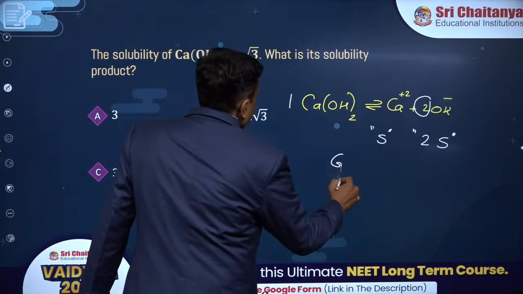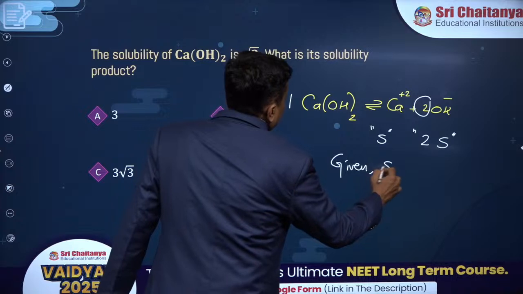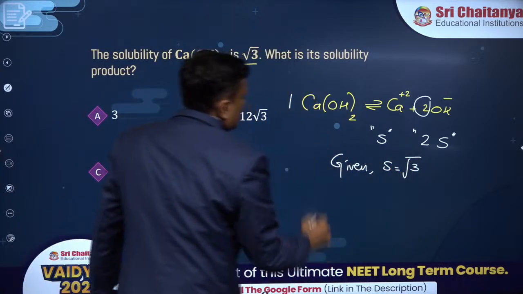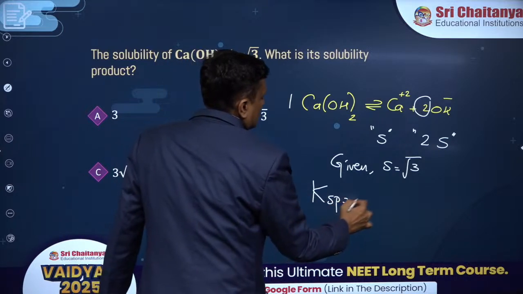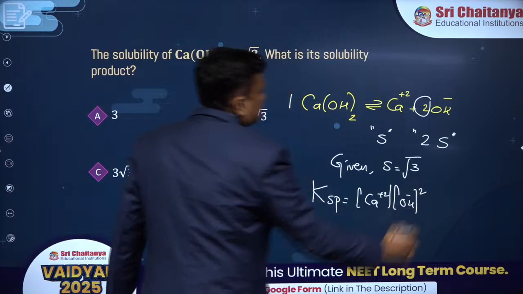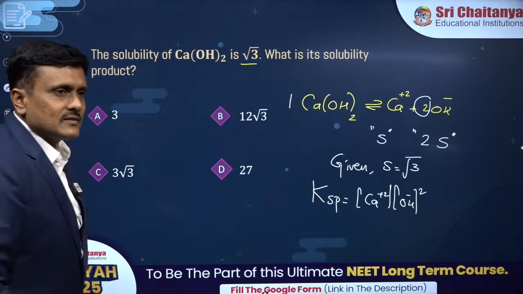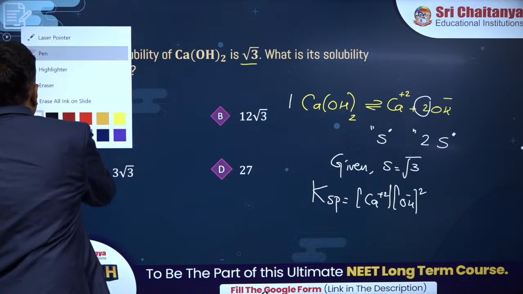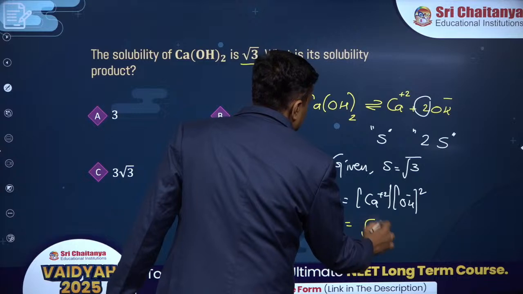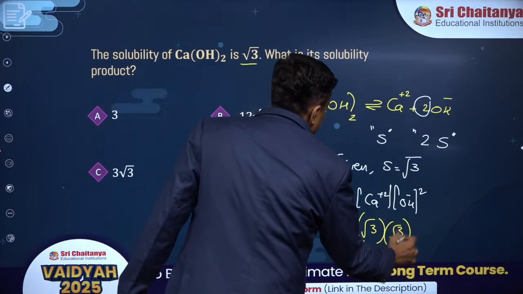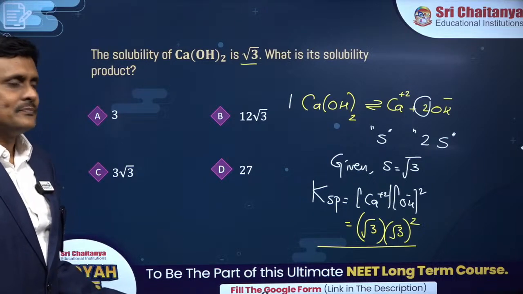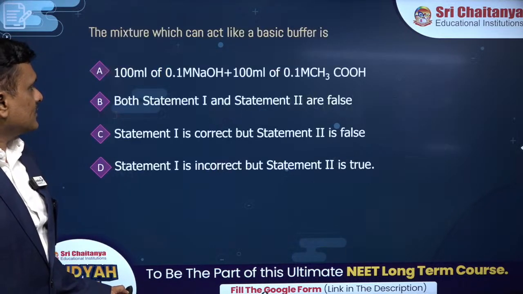Now you see we are given the value of solubility as root over 3, and you know how we write Ksp, which is equal to the concentration of calcium ion into the concentration of OH minus whole square. Now when you substitute the given concentration values, you can see this is root 3 and this is root 3 whole square, isn't it? So you can simply calculate and get your answer.